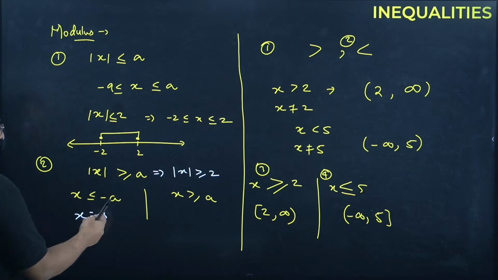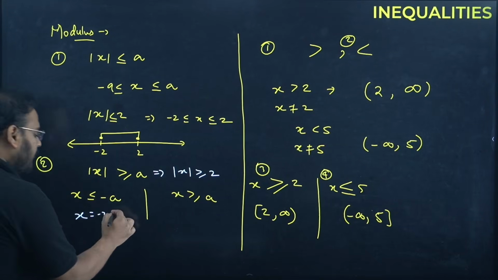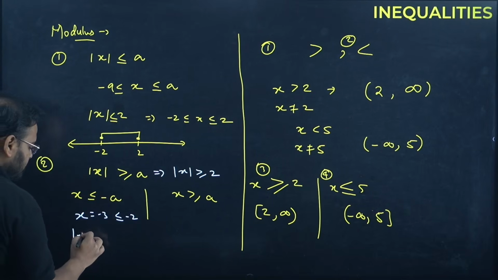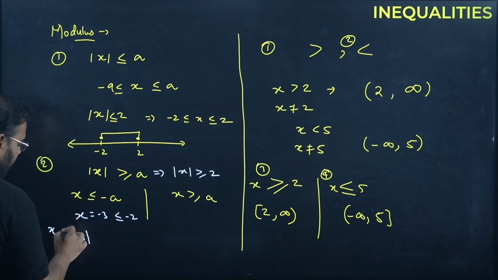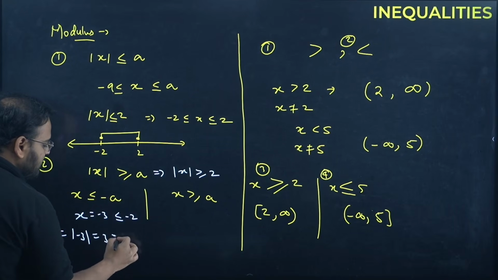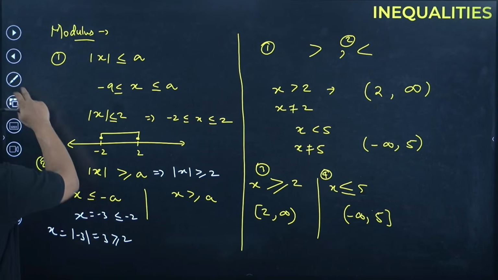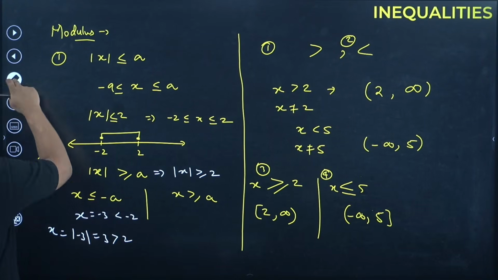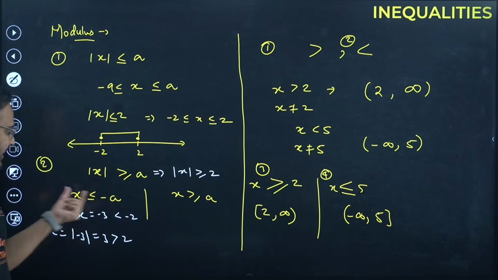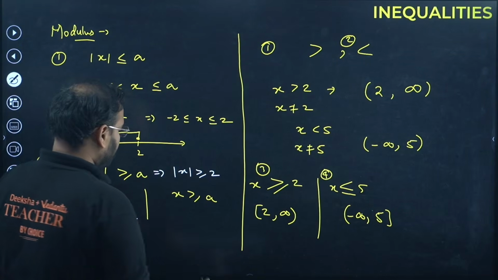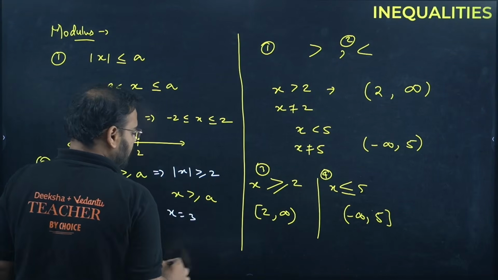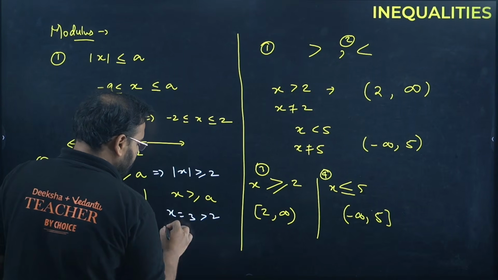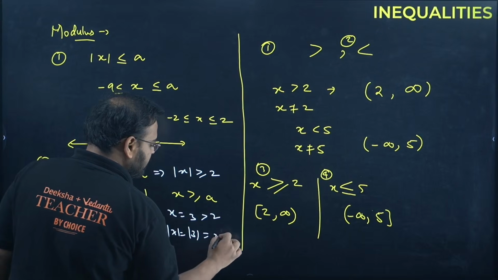Okay, so I can take x equal to minus 3, which is of course clearly less than minus 2. In that case, if you apply modulus on minus 3, this becomes 3. And if you check here, this is greater than 2. So you can take either less than minus a or more than a. Check the example, x equal to 3, which is more than 2. In this case also, mod of 3, the answer comes out as 3, which is again more than 2.